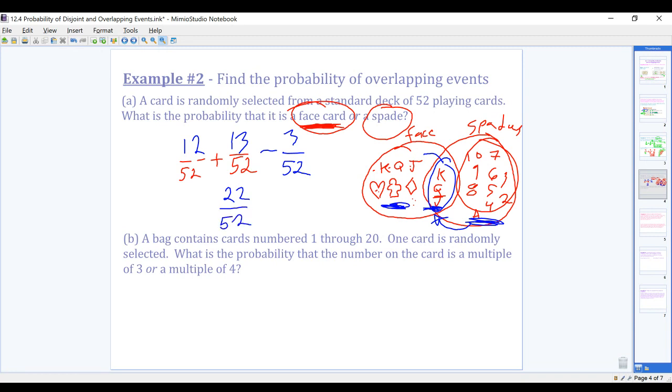Let's put that in the calculator. 22 out of 52. Looks like it's 42.3%. It seems kind of big, but I think it should be right.